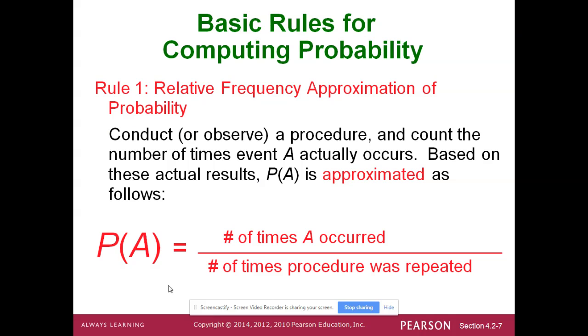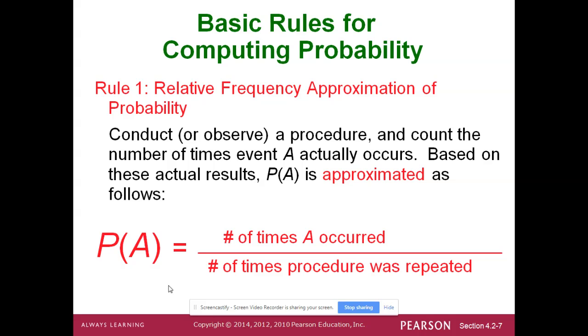Okay. Basic rules for computing probability. That big thing at the bottom there, that's more what you want to hang on to. Probability of A is the number of times that event occurs over the number of times the procedure was repeated. When we're observing or conducting a procedure, we count the number of times that we draw a heart out of the deck. Based on these actual results, we get an approximated probability. So that's the relative frequency approximation of probability.